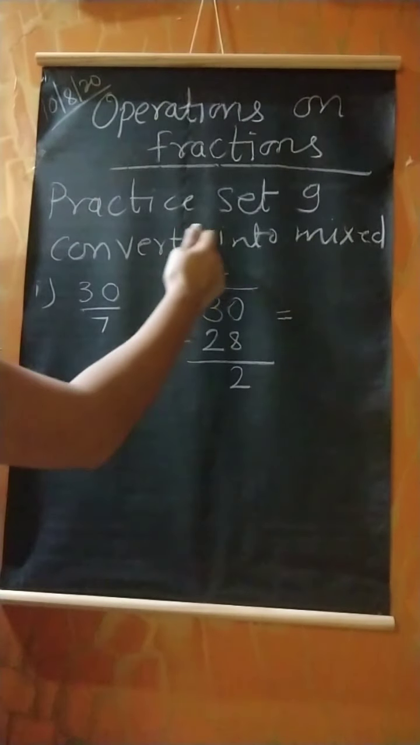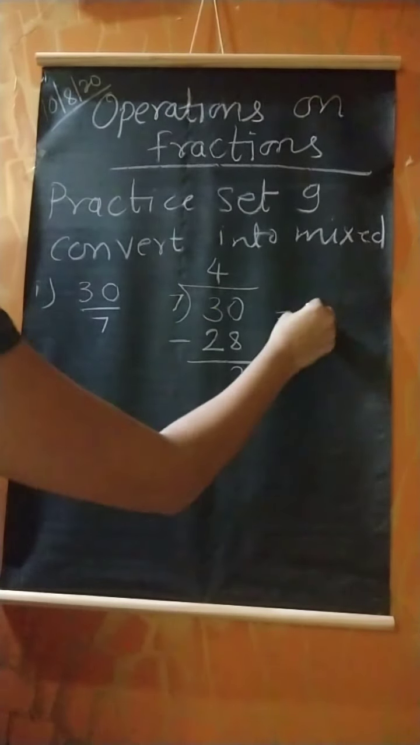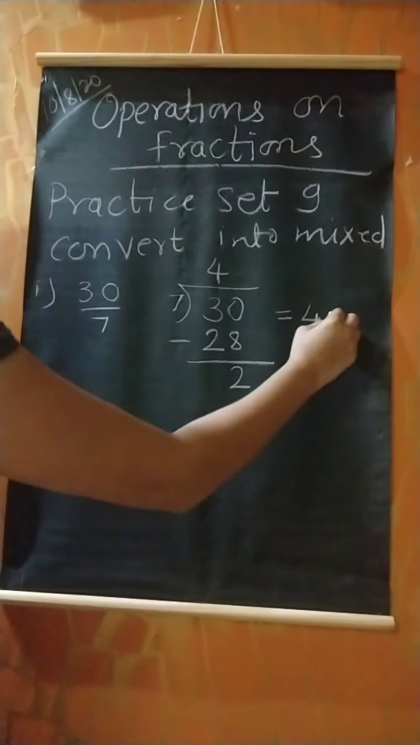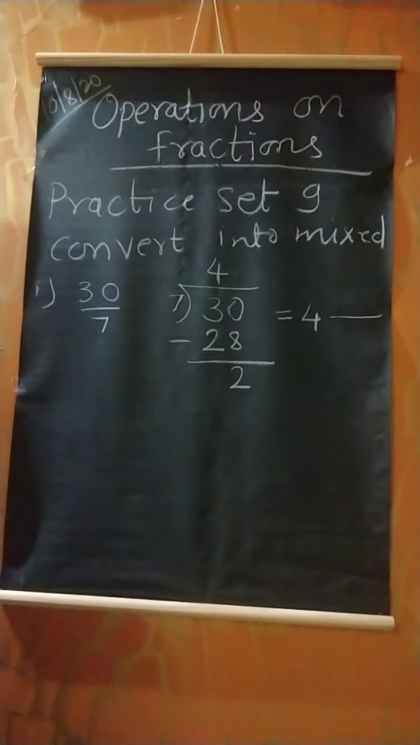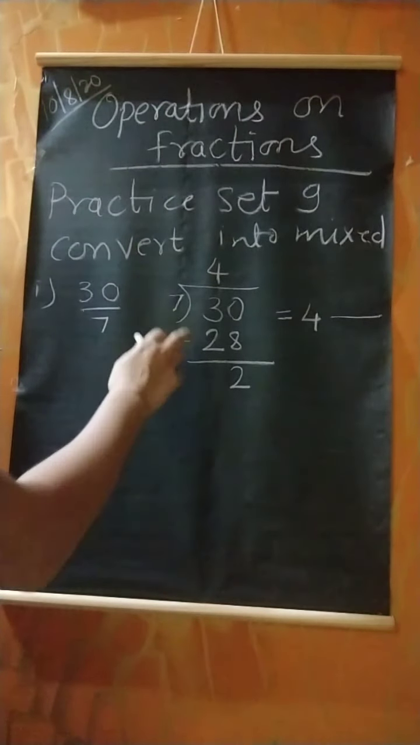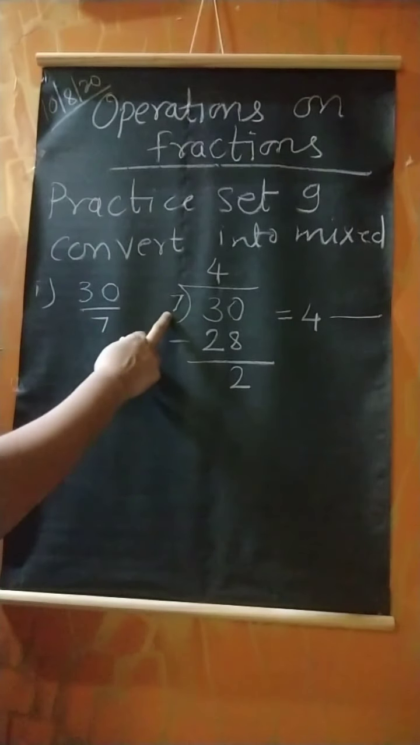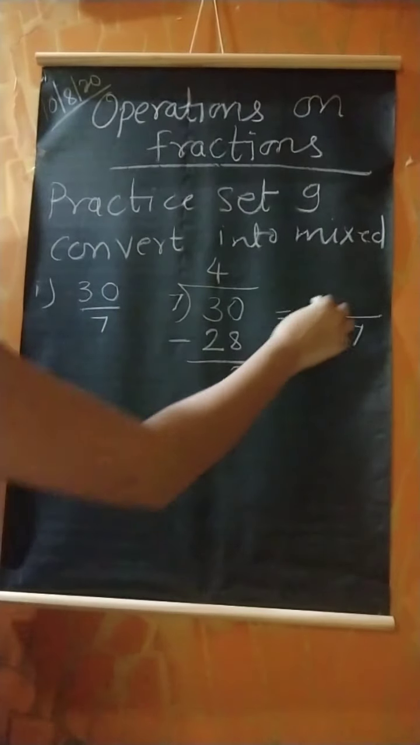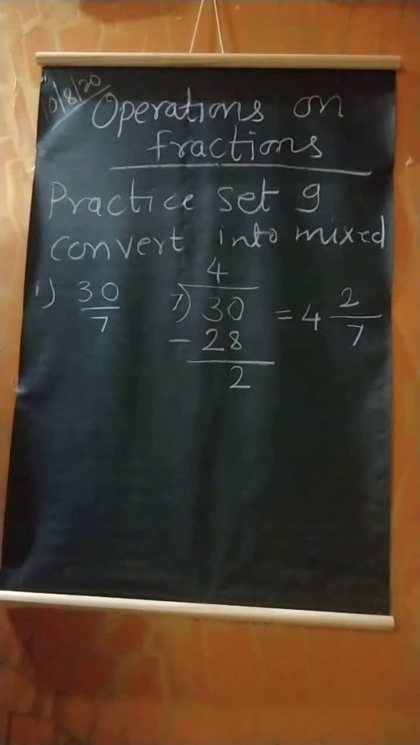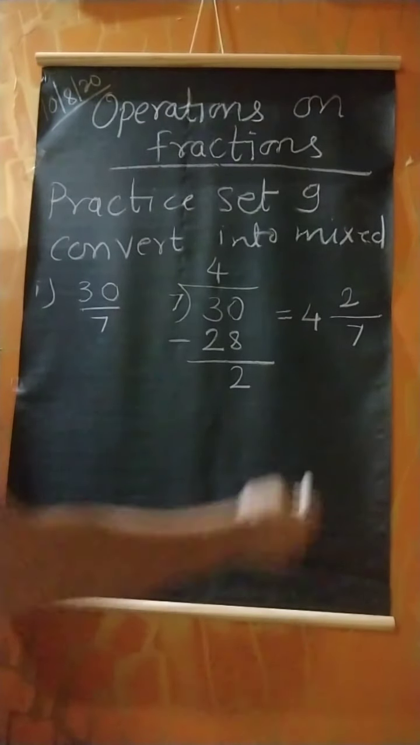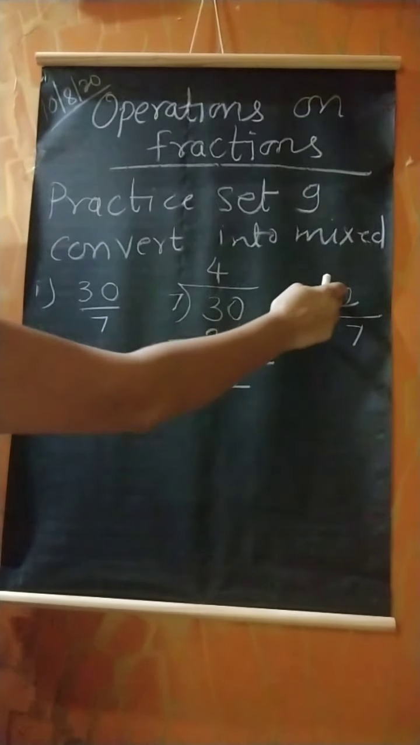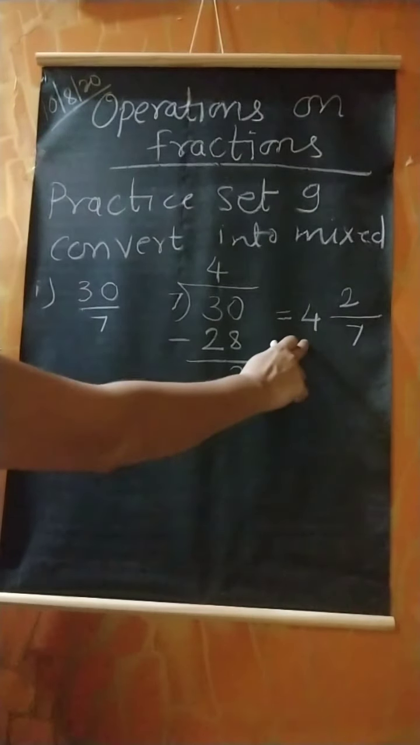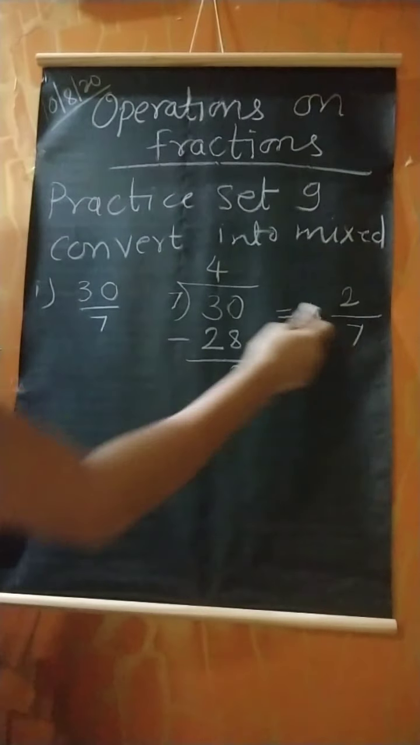As I told, whatever quotient is there, write it as a complete number, that means 4, then put a horizontal line here, and write your divisor in the denominator and your remainder in the numerator. So your mixed number is 4 complete 2 upon 7. Always read it like this, 4 complete 2 upon 7.